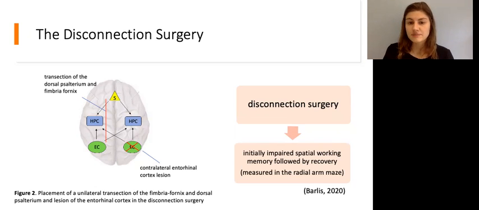then recovered over time. This disconnection surgery has two main elements: a unilateral transection of the fimbria-fornix and dorsal psalterium, and a contralateral lesion of the entorhinal cortex. This procedure eliminates input from the entorhinal cortex in the right hemisphere and input from the septal complex in the left hemisphere.